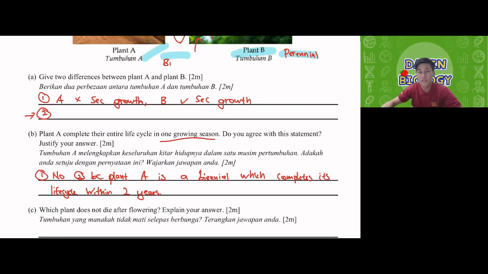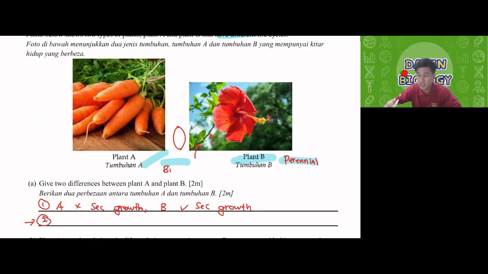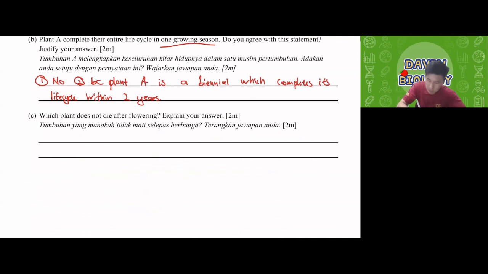Now, which plant does not die after flowering? Very obviously, perennial or biennial, A or B? Definitely it is B, right? Because the flower may die, but the plant does not die. So next year it can produce another flower and flower and flower. So obviously it's plant B. So you can say, because plant B has a longer life span, which is more than 2 years.